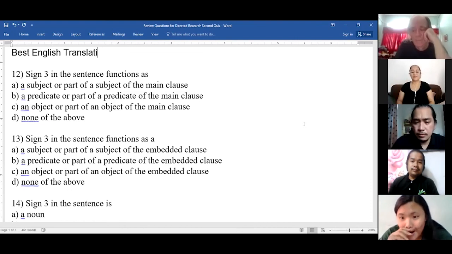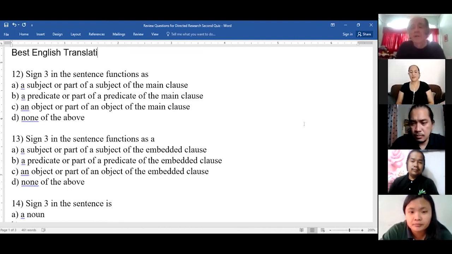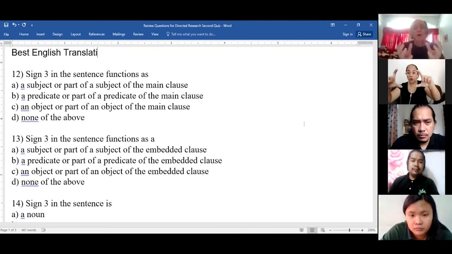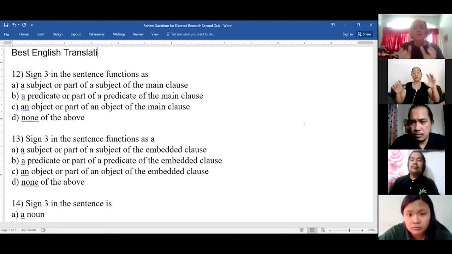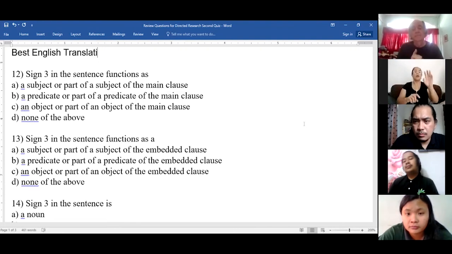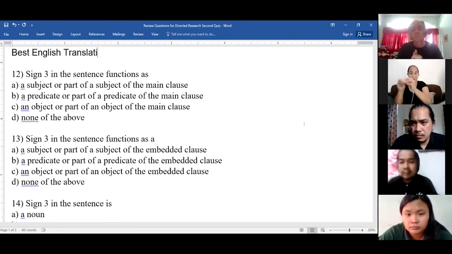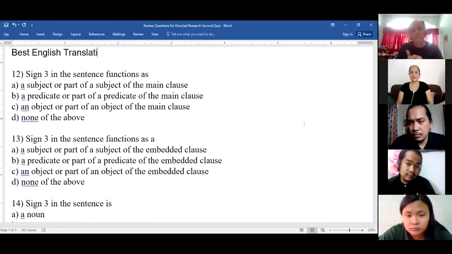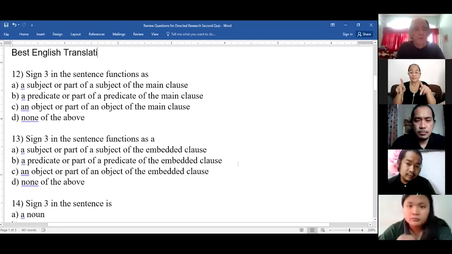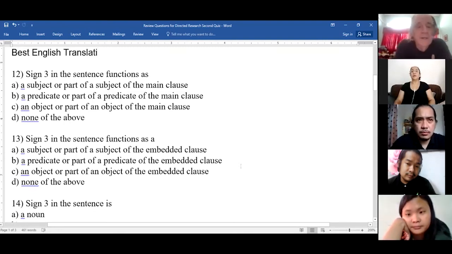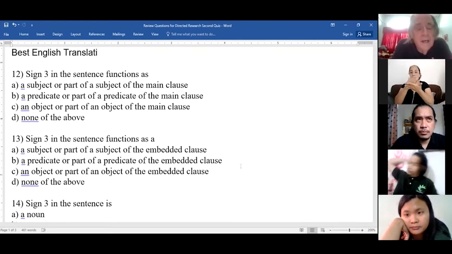Yes, sir. Right. And the subject of the main clause is the whole embedded clause, 4, 16 together. All right. So number 12, the answer is it's not part of anything in the main clause.